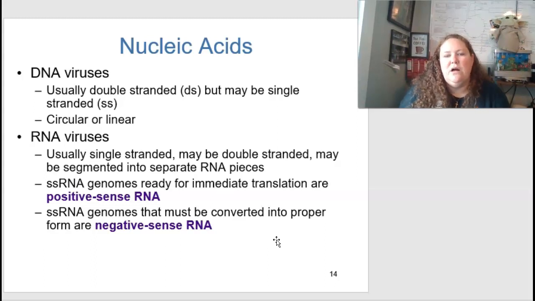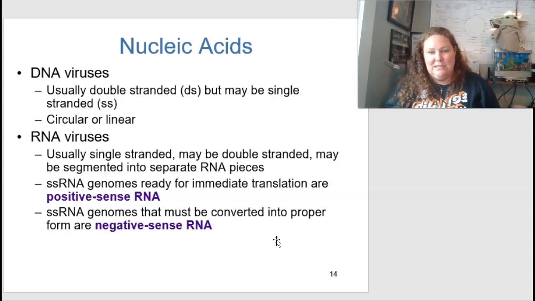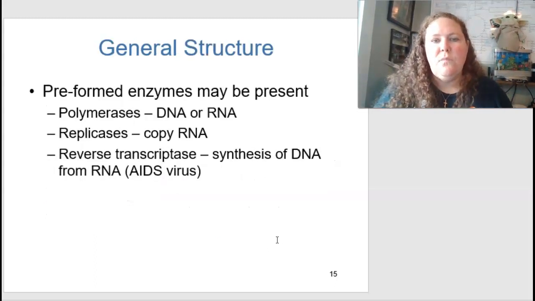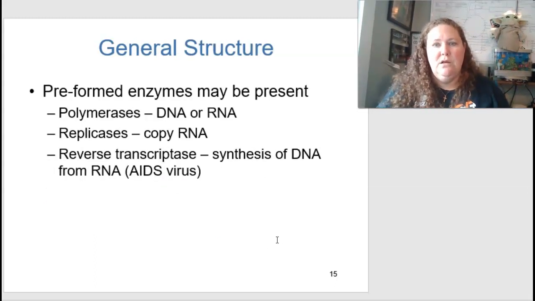So single-stranded RNA genomes ready for immediate translation are called positive sense RNA, whereas single-stranded RNA genomes that must be converted into a proper form are called negative sense RNA. So the general structure is that we have preformed enzymes that can be present. These would be polymerases, replicases, or transcriptases.